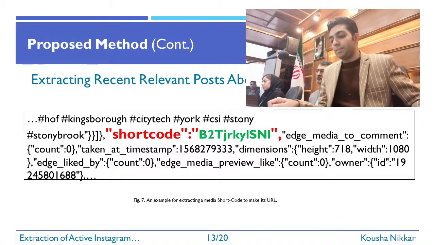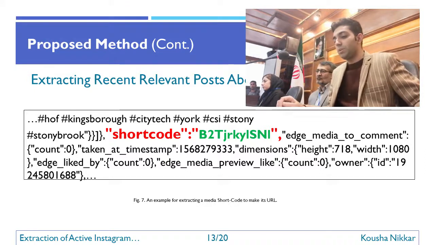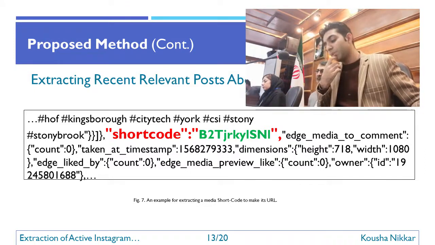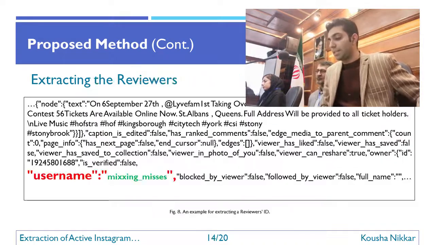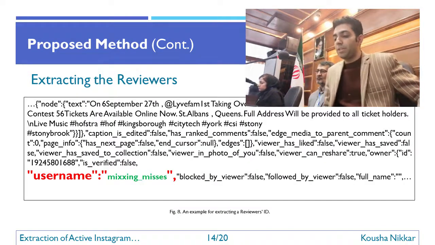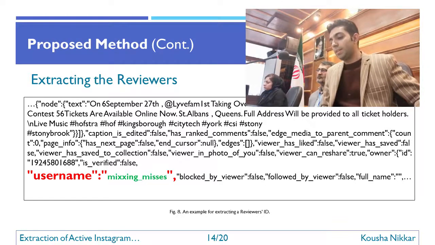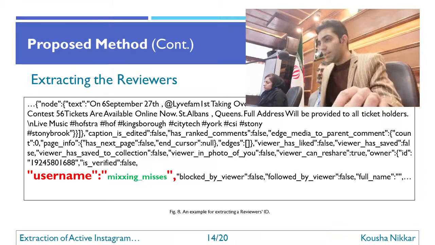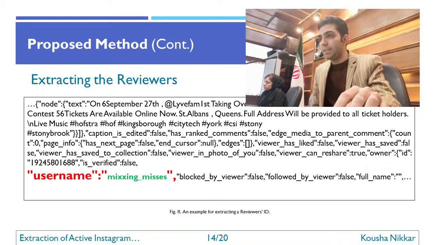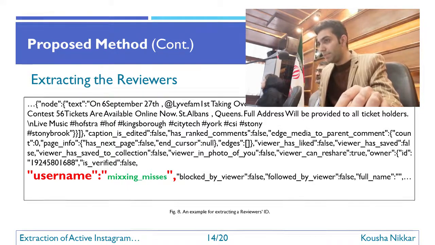In the next slide, slide 14, our machine tries to load each post page to find the reviewer's ID. As you can see, we can prune data to cache these IDs using a few elements. Then the machine saves the IDs into a database. This is the real example. At the top of the figure, you can see the text of the review, and at the bottom, you can see the username of the reviewer.